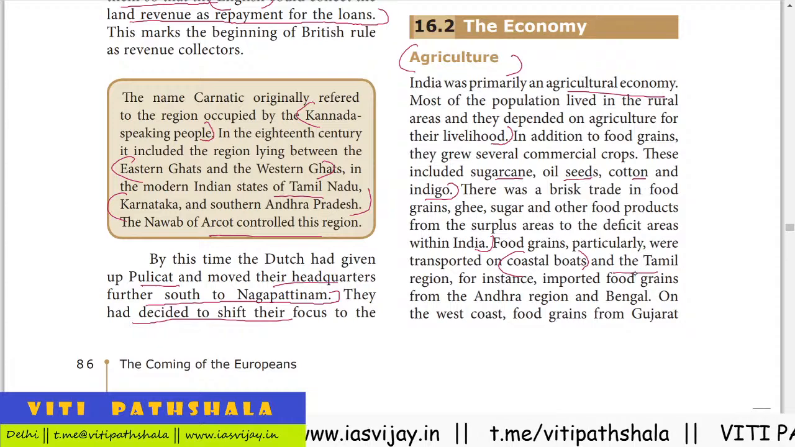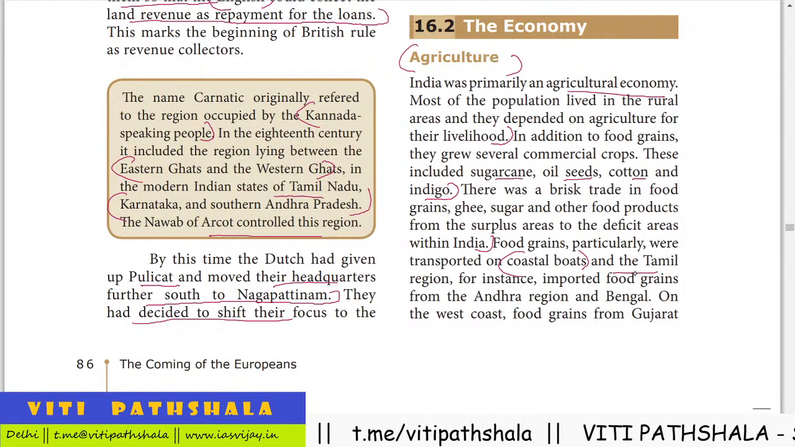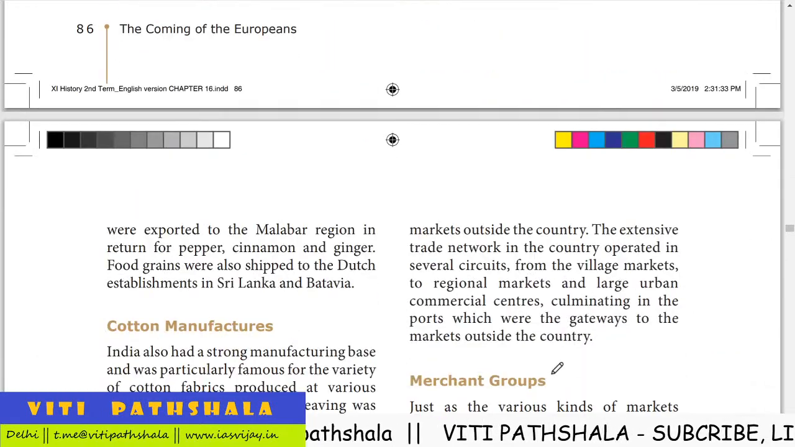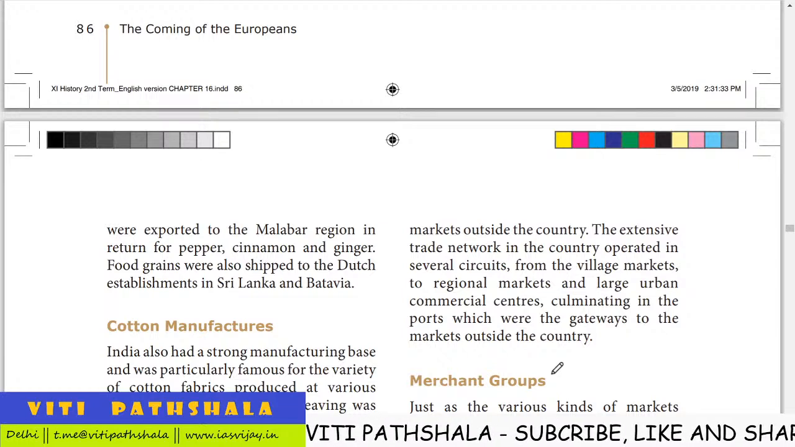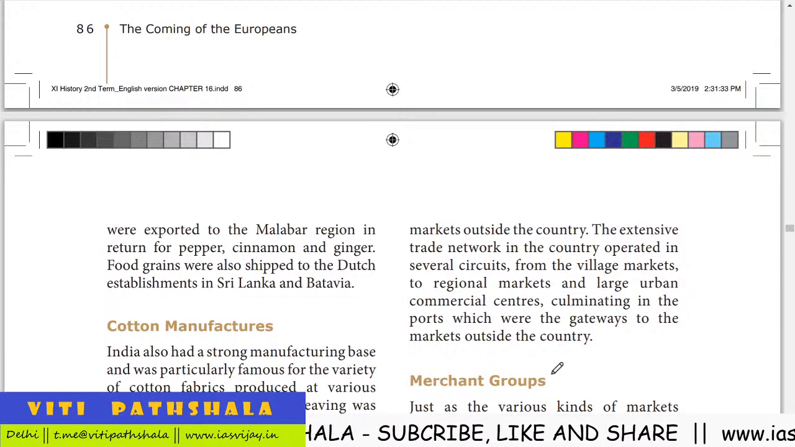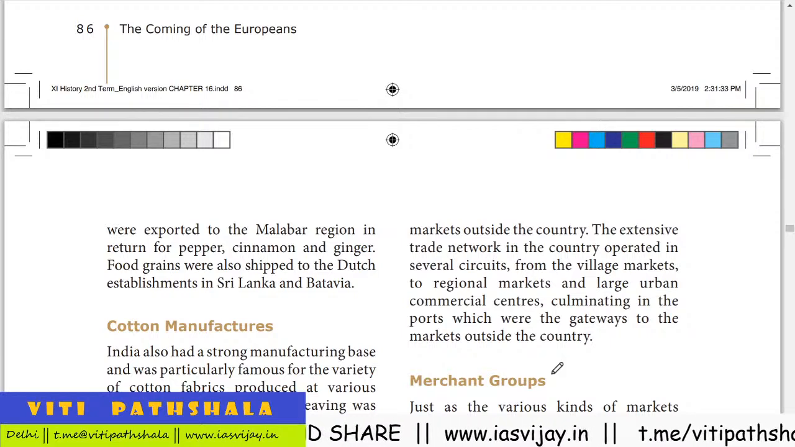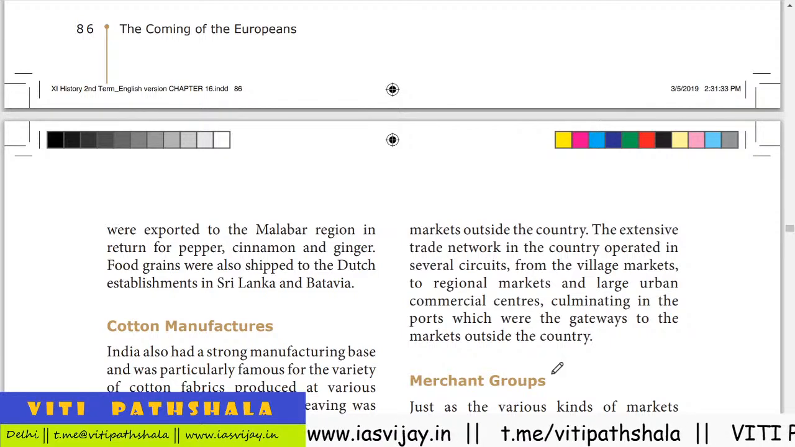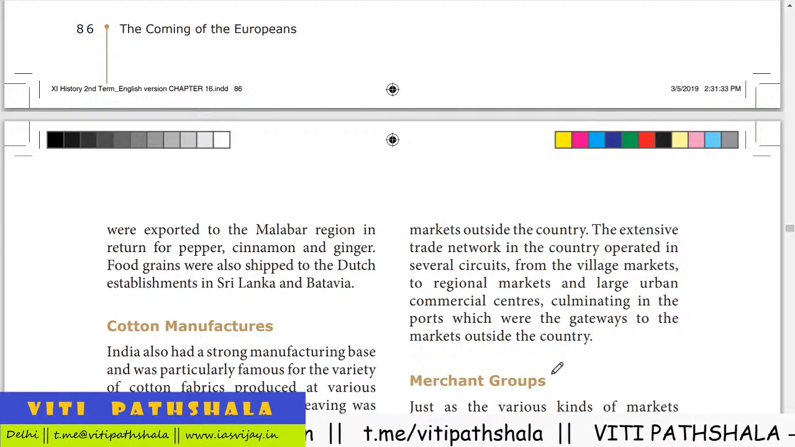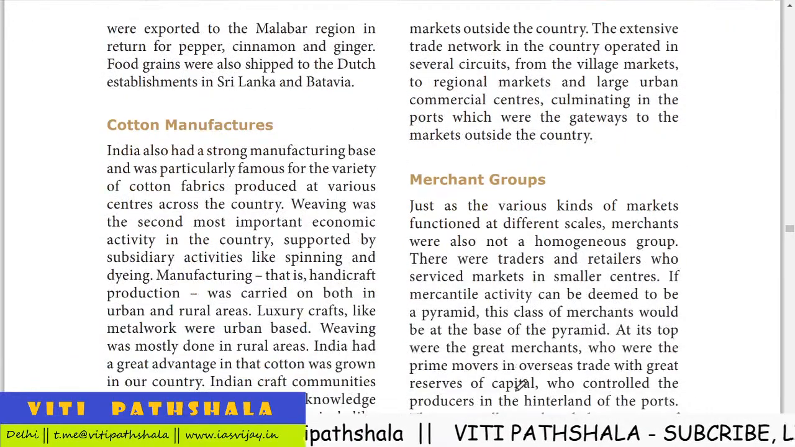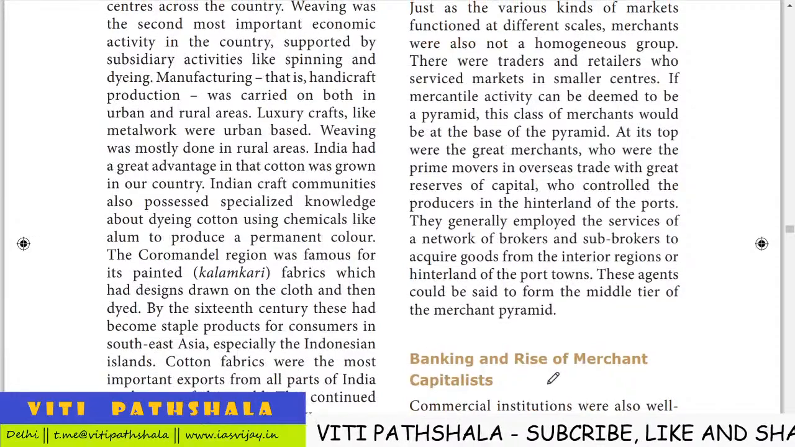On the west coast, food grain from Gujarat was exported to the Malabar region in return for pepper, cinnamon, and ginger. Now, food grains were also shipped to the Dutch establishments in Sri Lanka and Batavia. So, this was about agriculture.